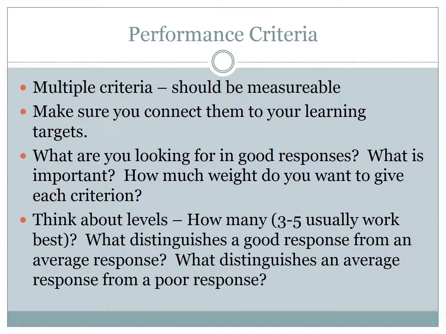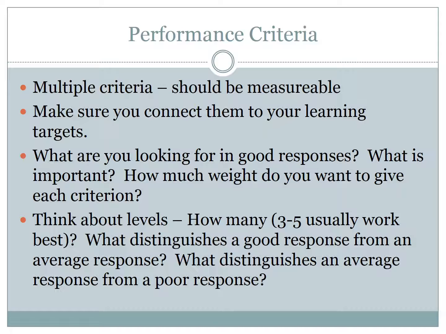When you're thinking about your criteria for the rubric, you should make sure, once again, that they're measurable, and you should use multiple criteria. So in the previous one, we didn't just have one row, we had many rows. Make sure you connect them to your learning targets so that they are aligned clearly. If you want the student to focus on understanding how to organize their paper, that could be called out as a row on the rubric. Think about what you're looking for in good responses. What is important? And generally, those become your rows on your rubric.